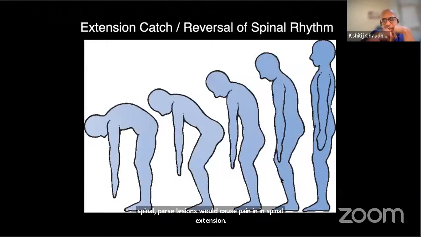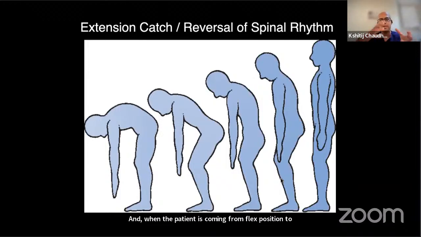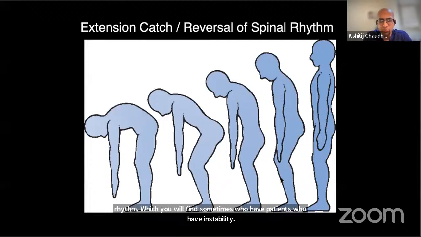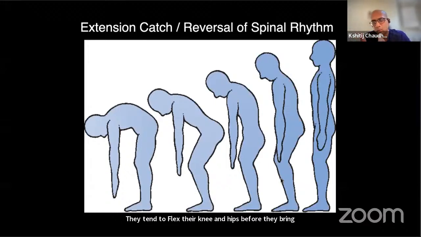And when the patient is coming from flexed position to extension position, observe the way the patient is moving. This is a typical picture of a reversal of spinal rhythm, which you will find sometimes in patients who have instability. They tend to flex their knees and hips before they bring their spine backwards. They are trying to tuck their pelvis inwards before they bring the spine backwards, just to reduce the amount of pain that they would feel because of spinal instability.